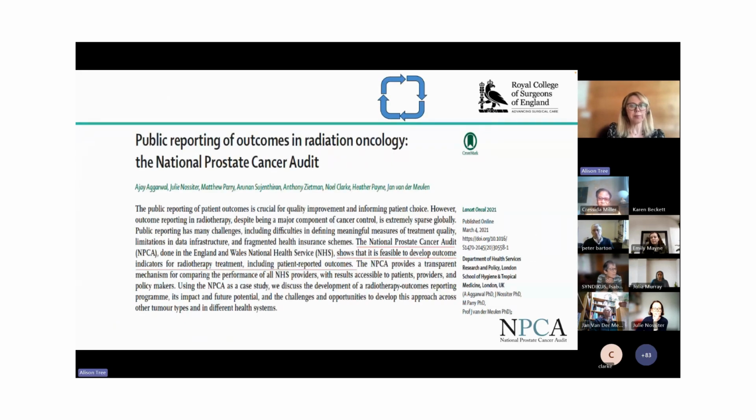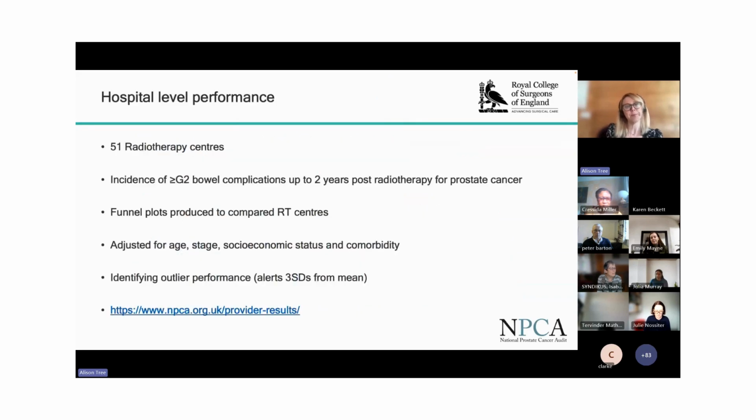So this is a paper that was published in Lancet Oncology a couple of years ago by the audit team, really talking about public reporting of outcomes in radiation oncology. The surgeons have been doing this for a long time. They publish a lot of their outcomes, and that's part of their ethos. But I think in radiation oncology, we haven't been at the forefront of reporting outcomes for our centres. But I think what the audit has shown is that it is feasible to develop outcome indicators for radiotherapy treatment that correlate with quality and patient-reported outcomes.